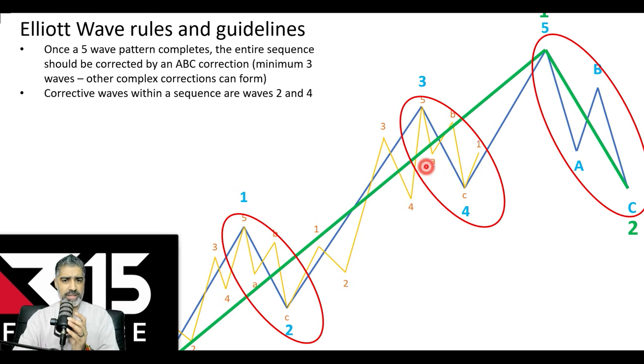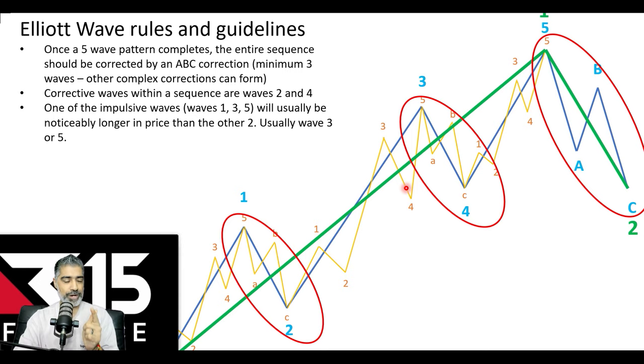And then last but not least, have I got another pair? There we go. Boom. And then, because I want to go to a live chart and show you this. One of the impulsive waves, meaning wave 1, wave 3 and wave 5, will usually be noticeably longer in price than the other two. Usually in financial markets, it's wave 3, but in commodities like gold, silver, wheat, juice, coffee, commodities that are seasonal, especially if they're seasonal, wave 5 tends to be the most impulsive.